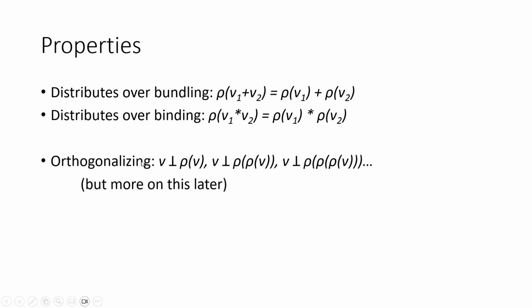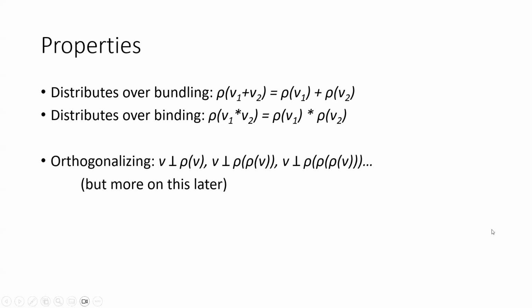Another key element of how permutations work is what I'm calling here orthogonalizing, in the same way that if you take A and B and bind them together, the resultant vector is orthogonal to A as well as B. If you take a vector and an arbitrary permutation and apply the permutation to that vector, you'll get a new vector which is perpendicular, or approximately perpendicular, to your original vector. And in general, you can repeat this process over and over and over. What I haven't noted is it's actually rho applied k times to V is orthogonal to rho applied j times to V, provided that k and j are not the same.